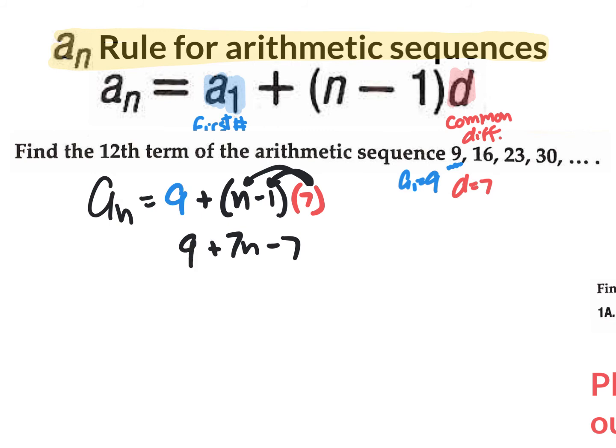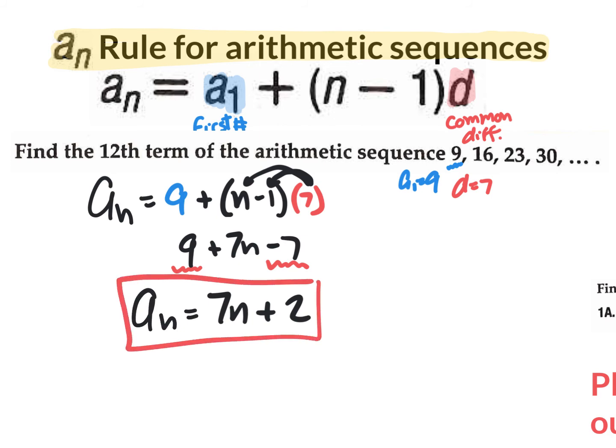You have 3 terms. Out of those 3 terms, you could combine that 9 with the take away 7. 9 take away 7 is positive 2. And let's write the 7n first, 7n and then the plus 2 second. Does that make sense? Again, 9 take away 7 gives us positive 2. 7n comes down. This is our a sub n rule. A sub n equals 7n plus 2. This machine produces the entire list.